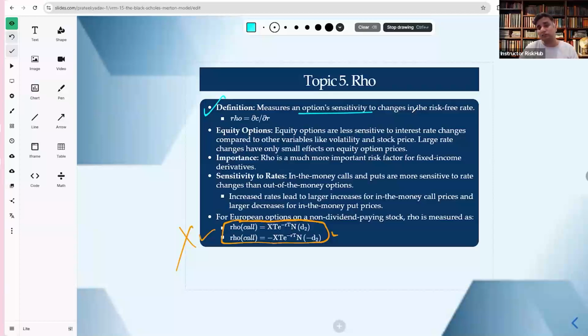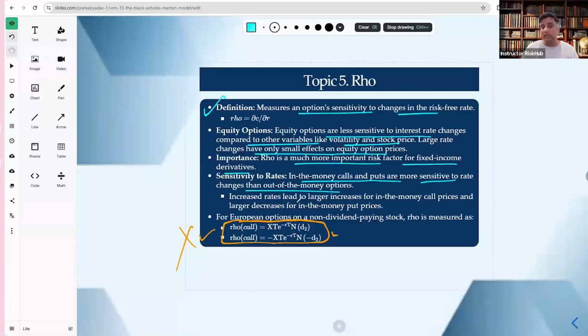Rho measures option sensitivity to change in the risk-free rate. Equity options are less sensitive to interest rate changes compared to other variables like volatility and stock price. Large rate changes have only a small effect on equity option price. Rho is a much more important risk factor for fixed income derivatives. In-the-money calls and puts are more sensitive to rate changes than out-of-the-money ones.